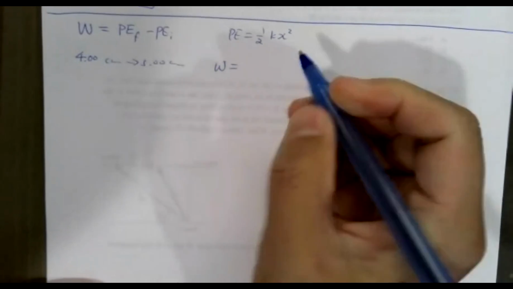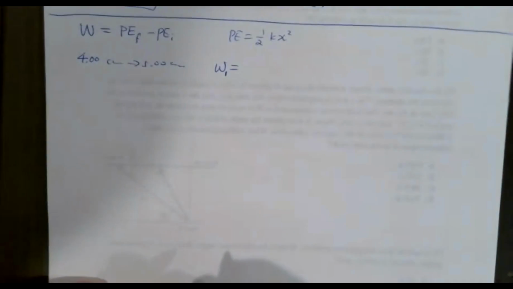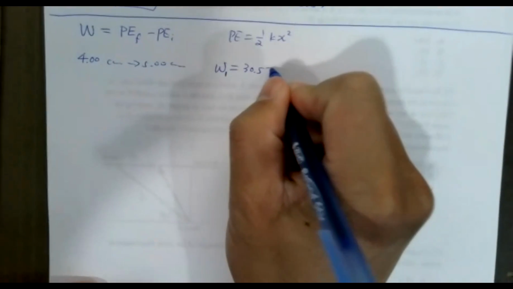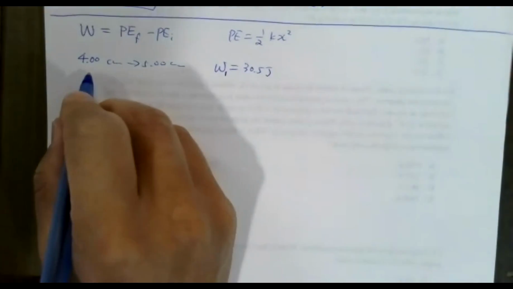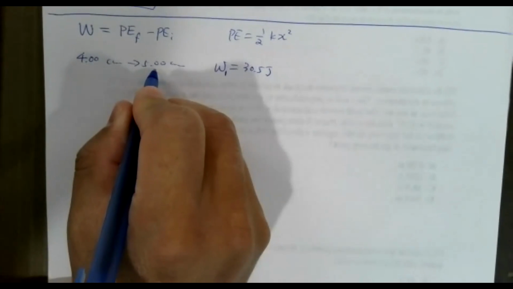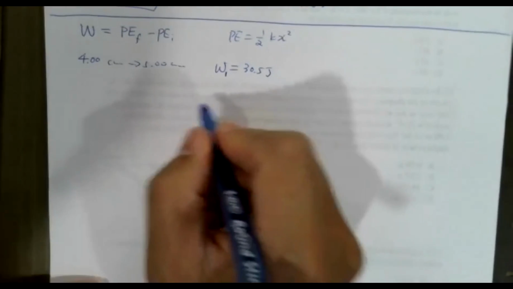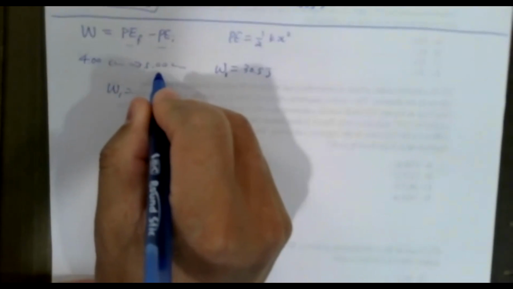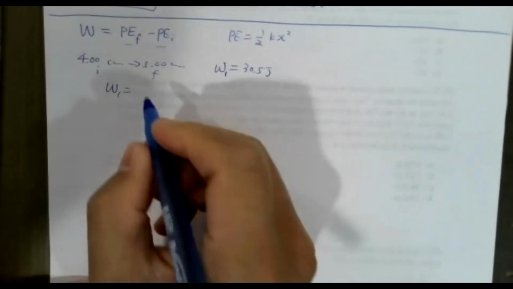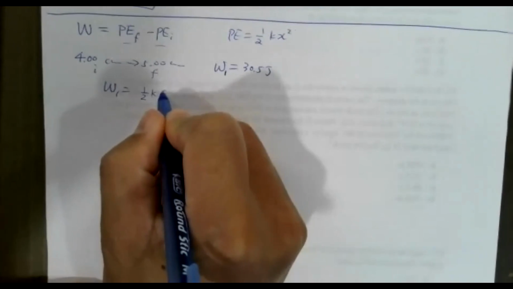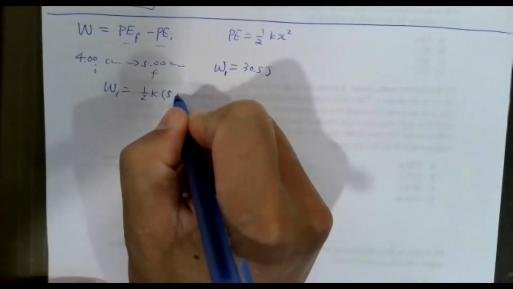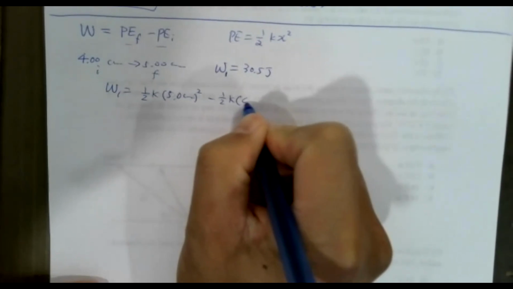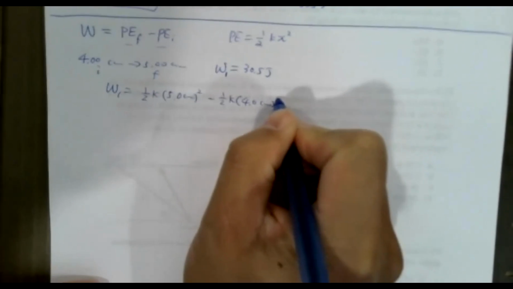So work is equal to, let me call this work one, okay, 30.5 joules. And if you are stretching it from here to there, then work should be equal to final minus initial. So this is final, this is initial, right? So 1/2 K of final square, so 5.0 square, minus 1/2 K initial elongation square, okay?